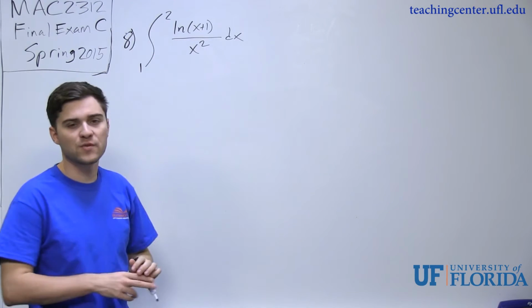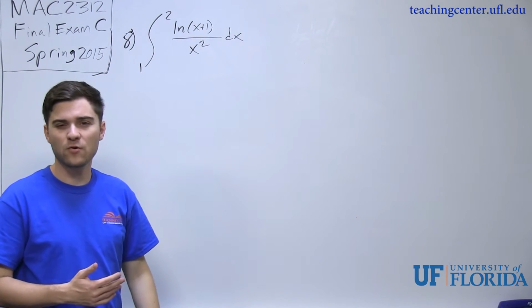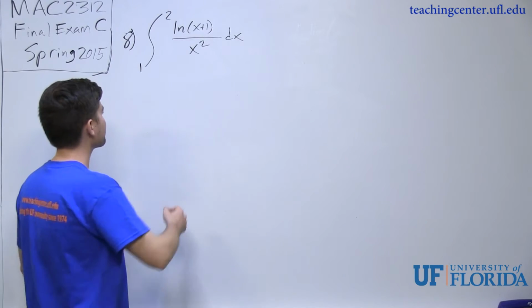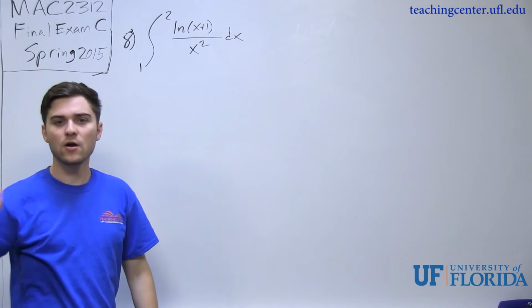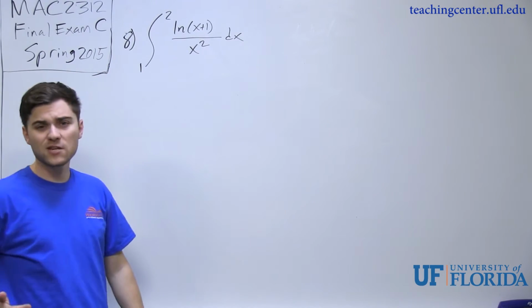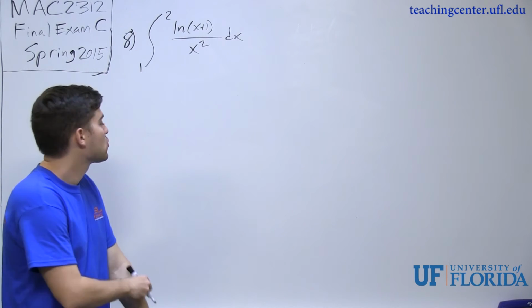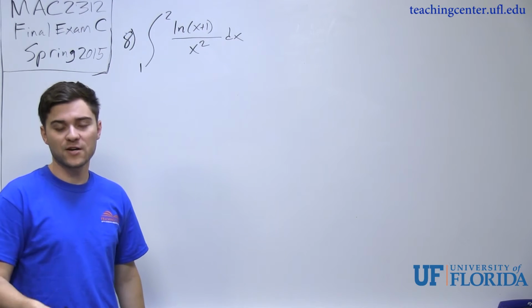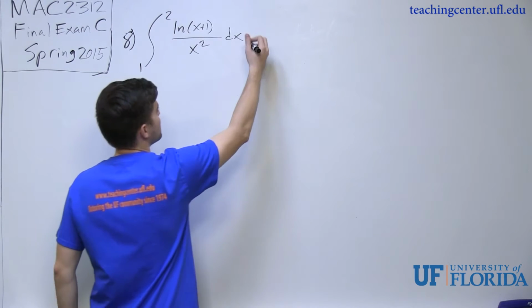I can't do partial fractions when there's a natural log. A u sub doesn't appear to work. There's no trigonometric functions in there. So what I'm going to do is apply integration by parts.